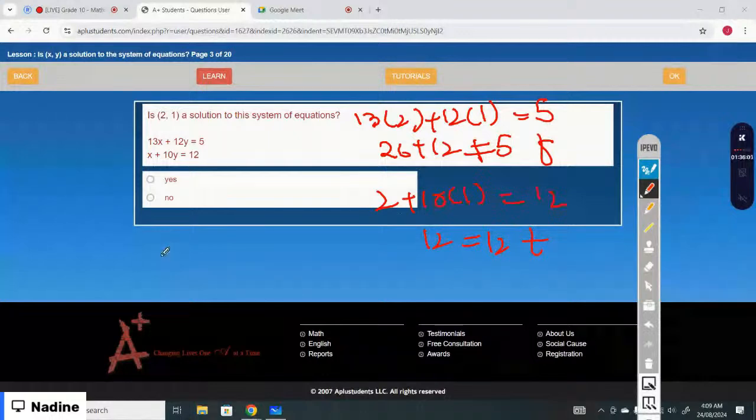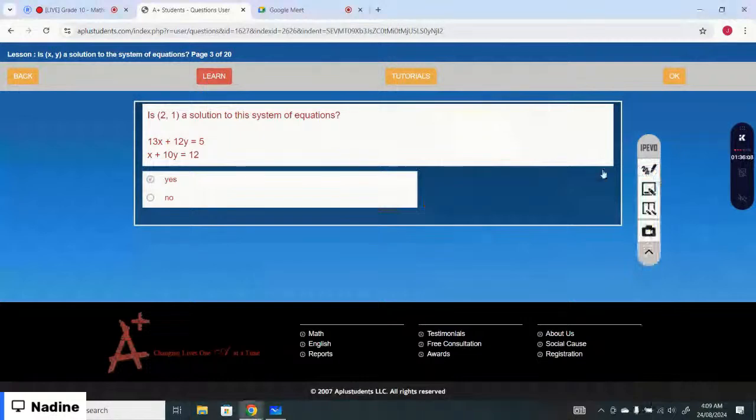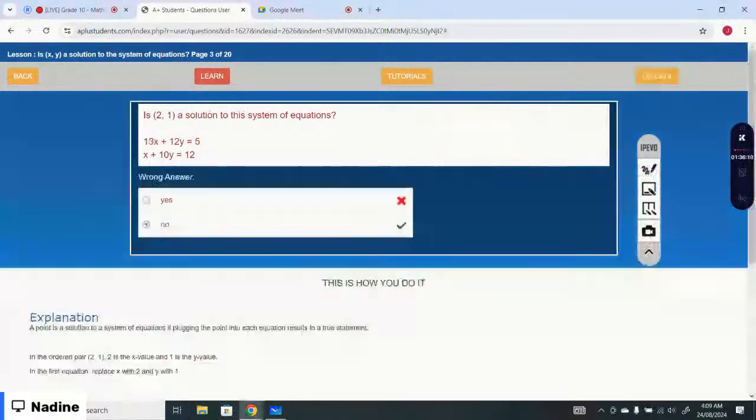That means yes, (2, 1) is the solution of the system of equations. The correct option is yes, it is. Option number 1 is the correct option.